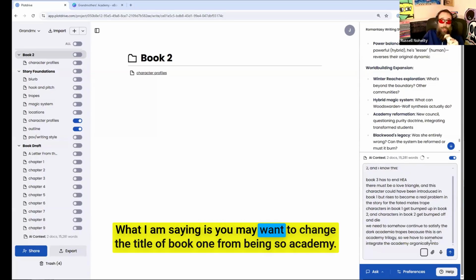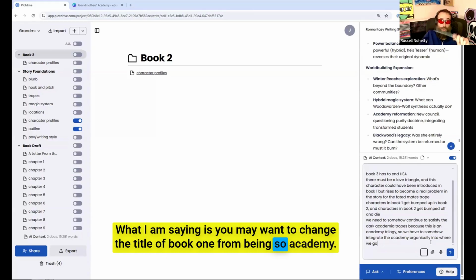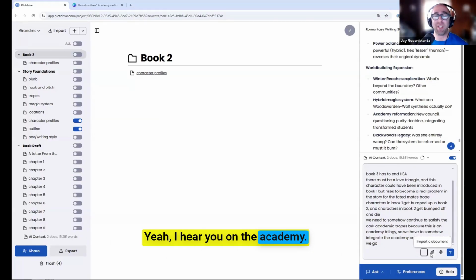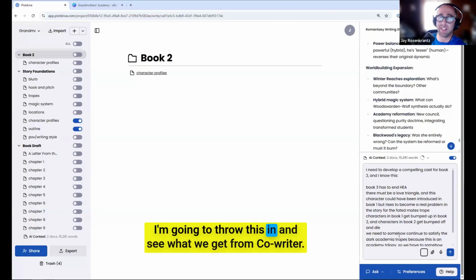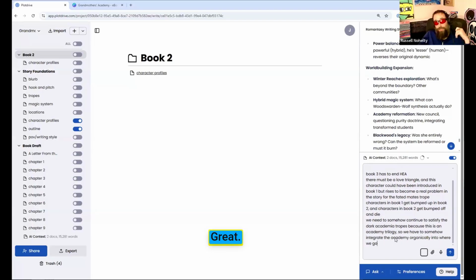So I'm not saying you should change book one. What I am saying is you may want to change the title of book one from being so academy. Yeah, I hear you on the academy front. I'm gonna throw this in and see what we get from the co-writer.